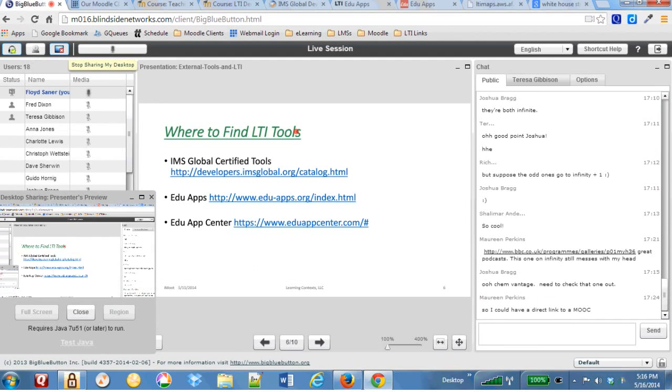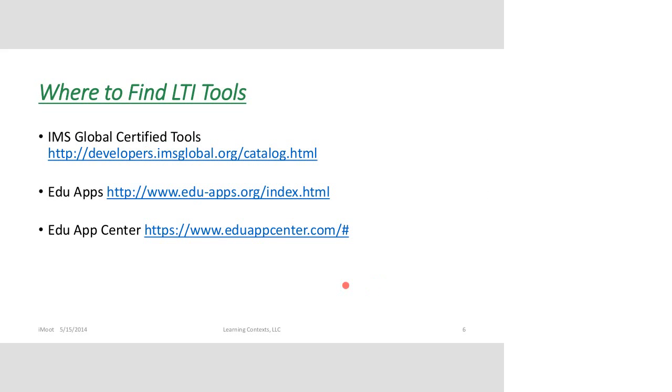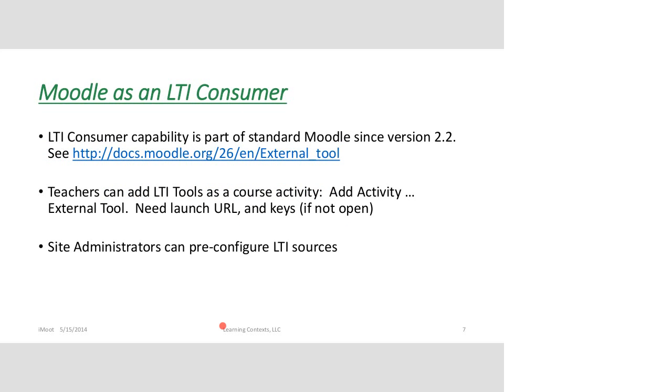We're now going back to Big Blue button. I'm going to stop sharing my screen. So, how do we set this up in Moodle? Moodle, ever since version 2.2, is configured to be an LTI consumer. You don't have to install anything, don't have to enable anything. It's right there. It's one of the standard plugins. You can go to this documentation link here and get documentation on it, but I'm going to show you how to do it now.